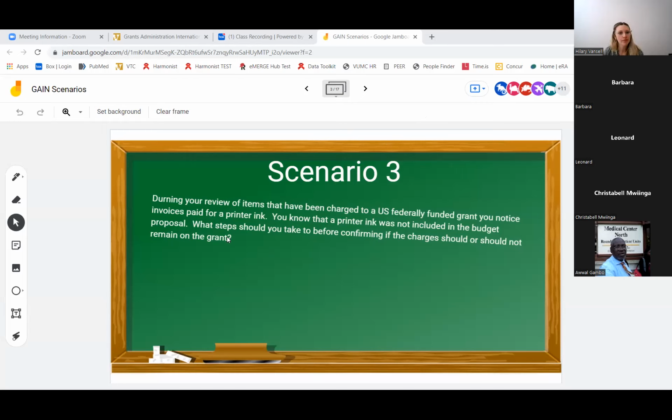It says, during your review of items that have been charged to a US federally funded grant, you notice invoices paid for printer ink. You know that printer ink was not included in the budget for the proposal. What steps should you take to confirm if the charges should or should not remain on the grant?